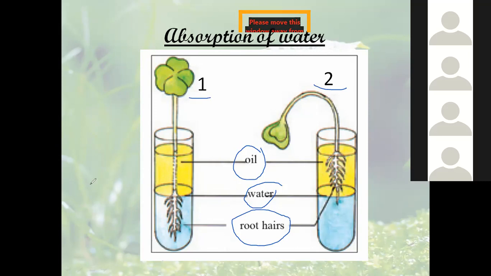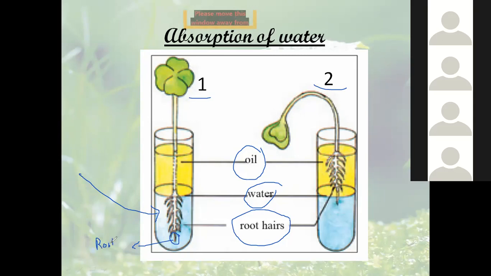In tube 1, the roots are placed where? In tube 1 the roots were in water, and the root cap is also in water. This part is called the root cap. It's placed in water, while the root hairs are also in water. So both the root hairs and the root cap are in water.